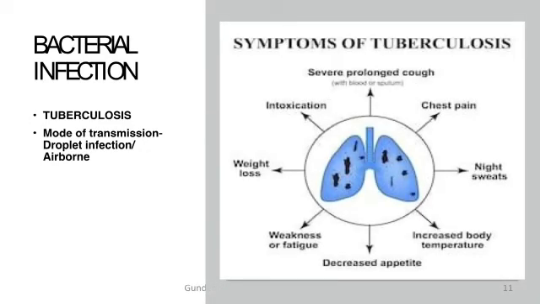Tuberculosis is a bacterial infection. The mode of transmission is droplet infection or airborne infection. The symptoms are chest pain, prolonged cough, releasing blood, weight loss, weakness, fatigue, decreased appetite, night sweats, and increased body temperature. The preventive measure is BCG vaccination.